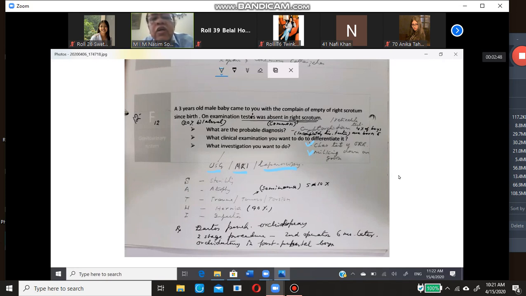আর এখানে হলো কমপ্লিকেশন তোমাদের জানতে হবে, এই যে সাথী: স্টেরিলিটি, অ্যাট্রফি, T for trauma, tumor, torsion, H for hernia, 90%, I for infection. So SHATHI is just a help for your memory. So this is a complication of incomplete descended testis. And seminoma may happen, incidence is 5 to 10 times more than normal. ঠিক আছে?